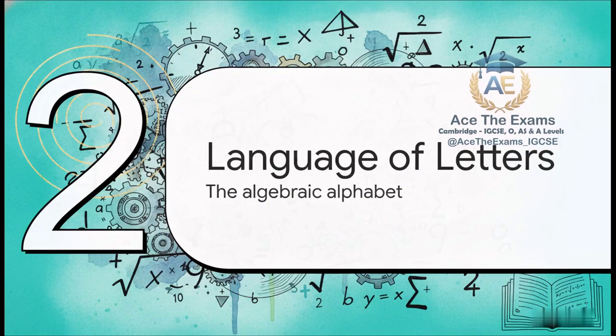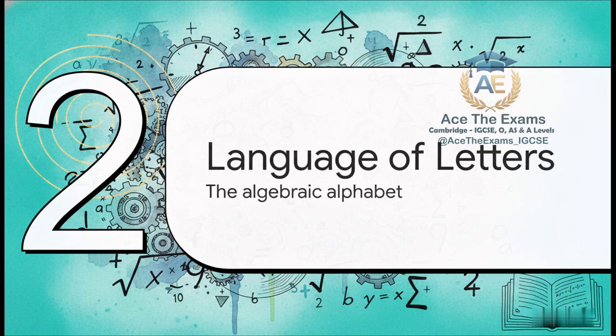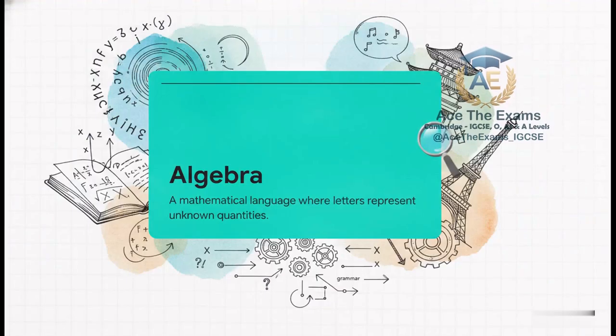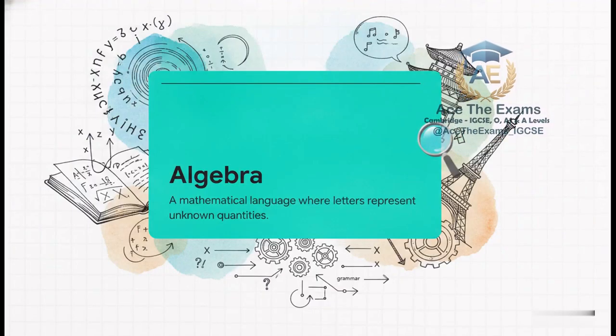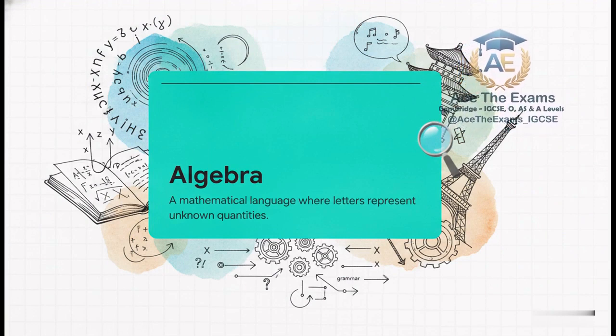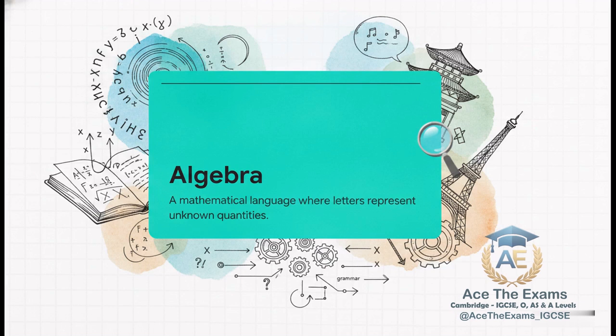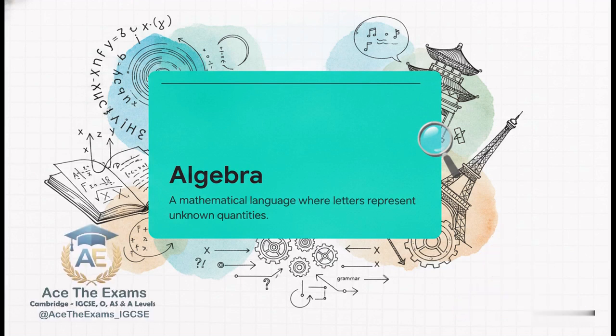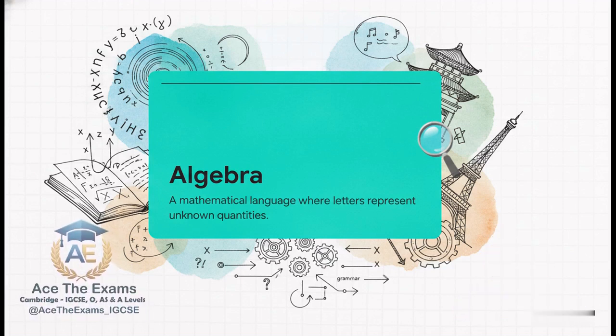Section 2. The language of letters. Let's see how this alphabet actually works. So here's the absolutely crucial takeaway. Algebra isn't just some random collection of symbols designed by math teachers to confuse you. No way. It's actually a really precise grammar. The letters simply stand in for numbers we either don't know yet or numbers that can change depending on the situation.